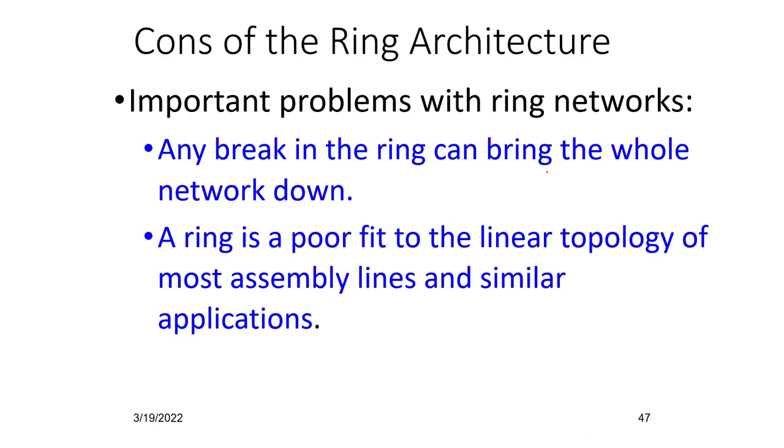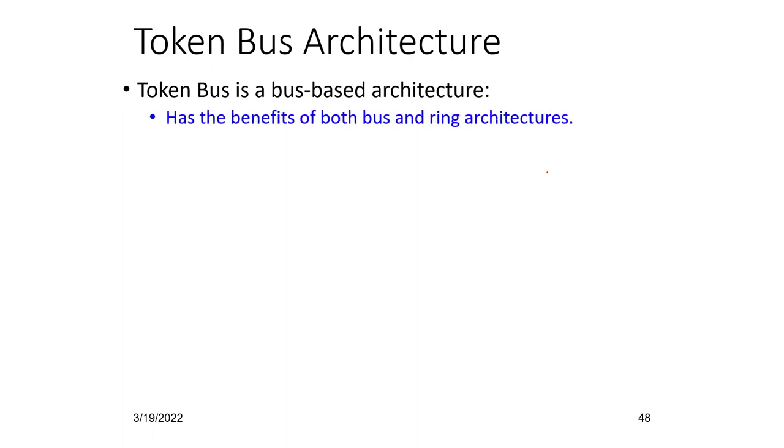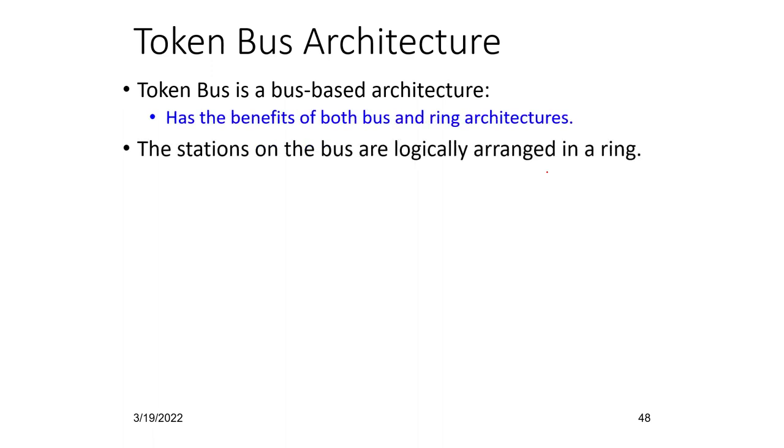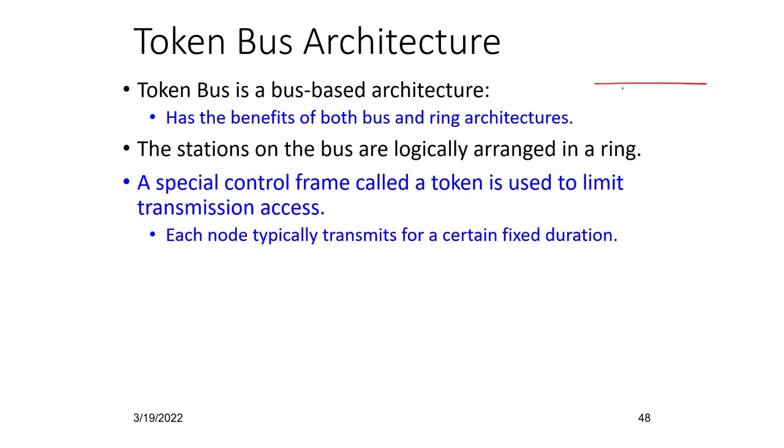Furthermore, many actual networks, like assembly lines and other setups, have a linear topology. They don't have a circular topology. So a ring in that case may not be a good fit. If you look at the token bus, which is a bus-based architecture, it includes the benefits of both bus and ring architectures. The stations on the bus are logically arranged as a ring, in the sense that every station knows who is the station before it and after it. Not physically, logically.